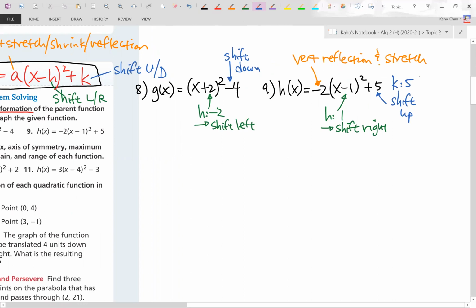I realize that these two problems are asking for a graph. Okay, let's graph those. Number 8, shift left 2 and 4 down. I'm moving my parent graph. The new vertex is at -2, -4, right there. And it's opening up. Those 5 dots. So there's your child graph right there. Yay.